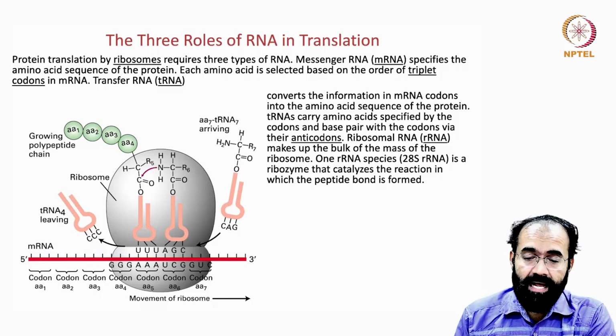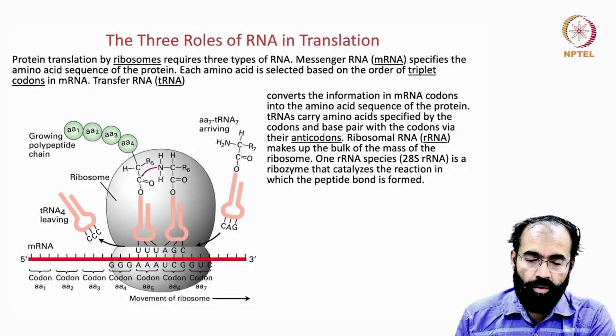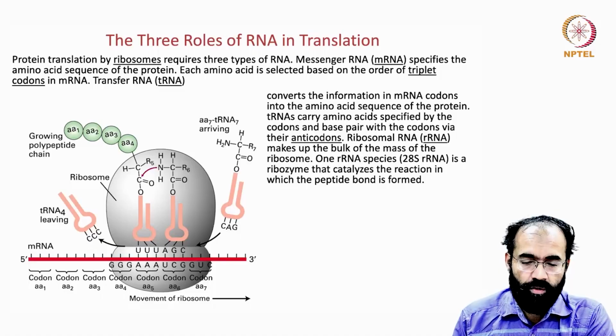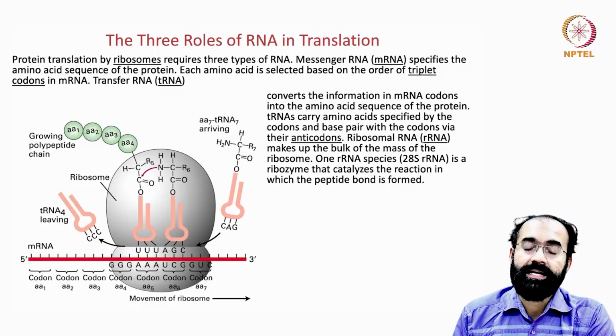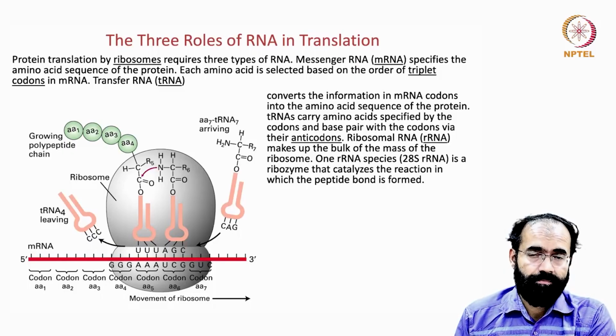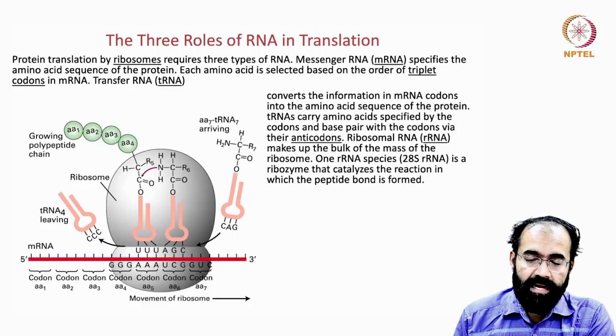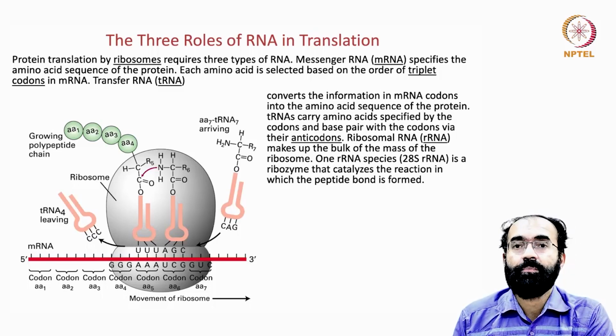So the ribosomal RNA, that is rRNA, will constitute the bulk of the ribosome. Although the ribosome is an RNA plus protein complex, the ribosomal RNA does a lot of the catalytic role. So one RNA species, the 28S ribosomal RNA, is a ribozyme. We have learned a lot about that. It is a ribozyme that catalyzes the reaction in which the peptide bond is formed.